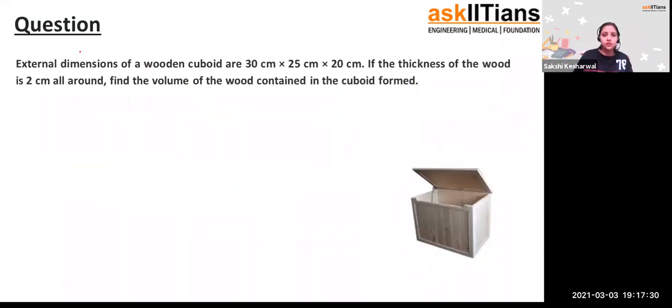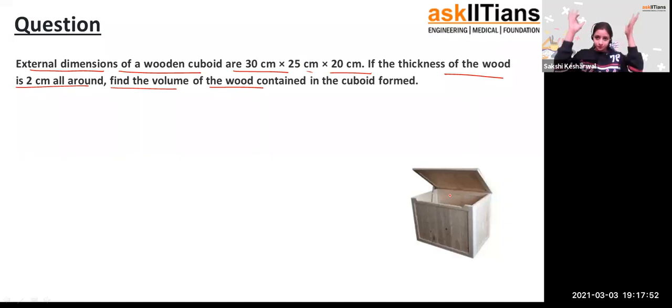So let's discuss this. It says that the internal dimensions of the wooden cuboid are length 30 centimeter into 25 centimeter, and the thickness of the wood is 2 centimeter all around. Find the volume of the wood used. Now what is the volume? It's how much wood is used. So how much wood is going to be used?